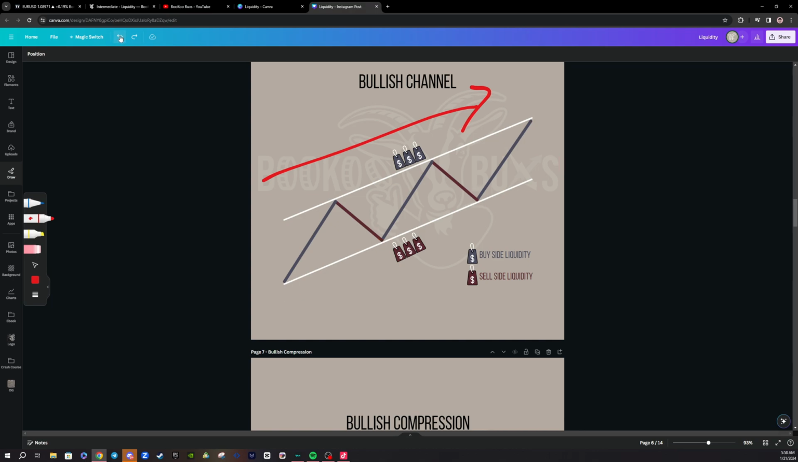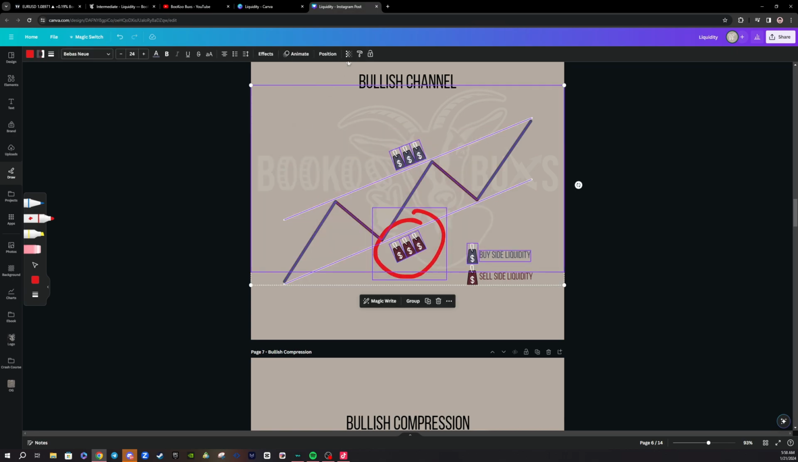So I'm just bringing up this example because there will be sell side liquidity, buy side liquidity resting above, but a whole lot more sell side liquidity due to the fact that most traders want to buy with the trend and not go against it.